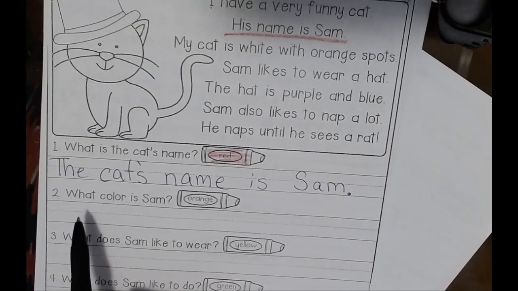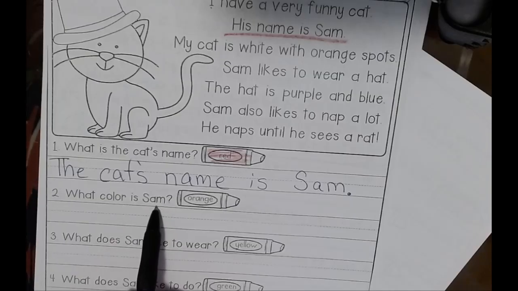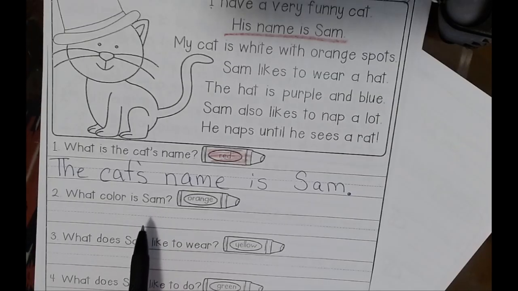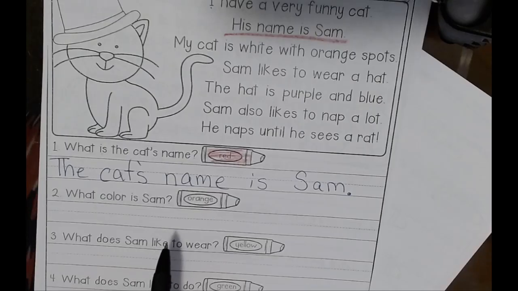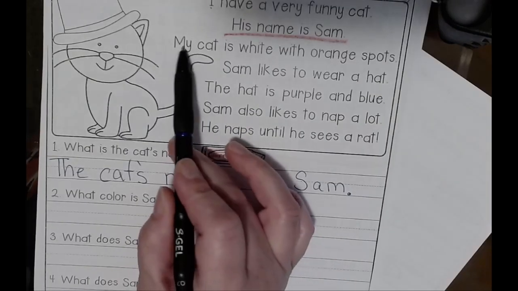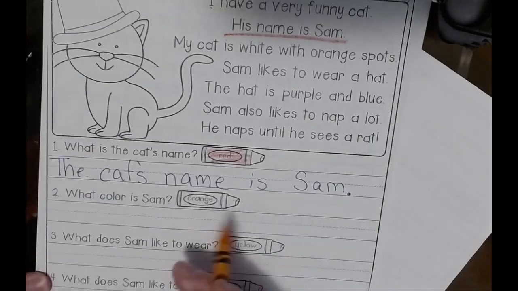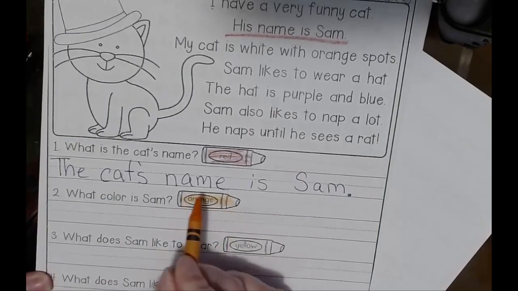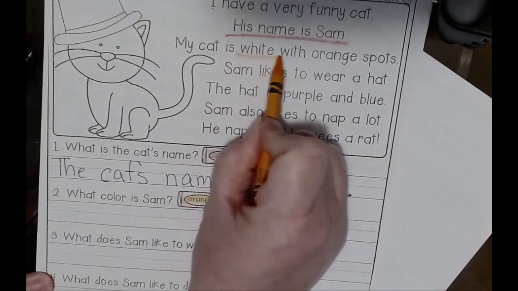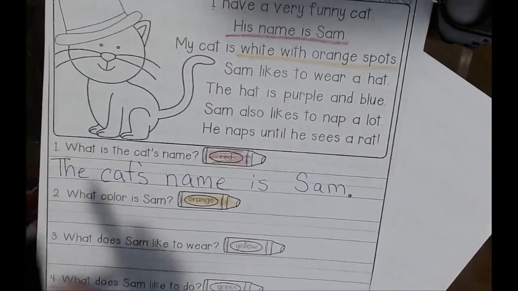Okay. What color is Sam? If your child doesn't know, go back and read with them again. Again, if your student struggles with reading, definitely help them out. But don't just give them the answers because it is not going to help them in the long run. Okay. So my cat is white with orange spots. So with orange or just a regular pencil, whatever makes your heart happy, I'm going to put white with orange spots. And then I'm going to write it.